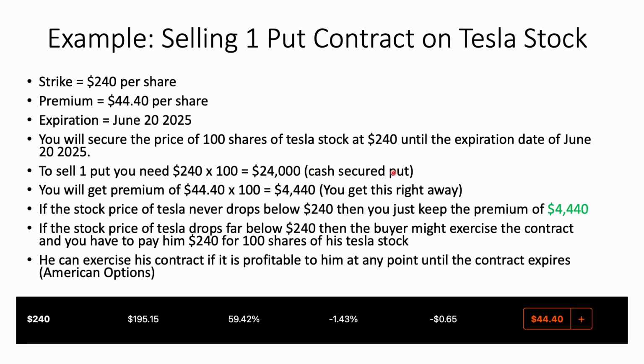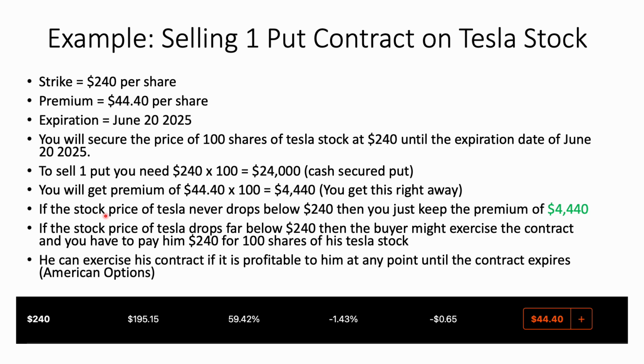To sell one put, you need $24,000. It's called a cash secured put because remember, one contract has 100 shares. So 100 times the strike over here gives you $24,000. That's the amount of money that you need to have to sell one put according to the rules of this contract. And you will get immediately, upon selling this contract, $44.40 a share times 100. So you're going to get $4,440. You get this right away.